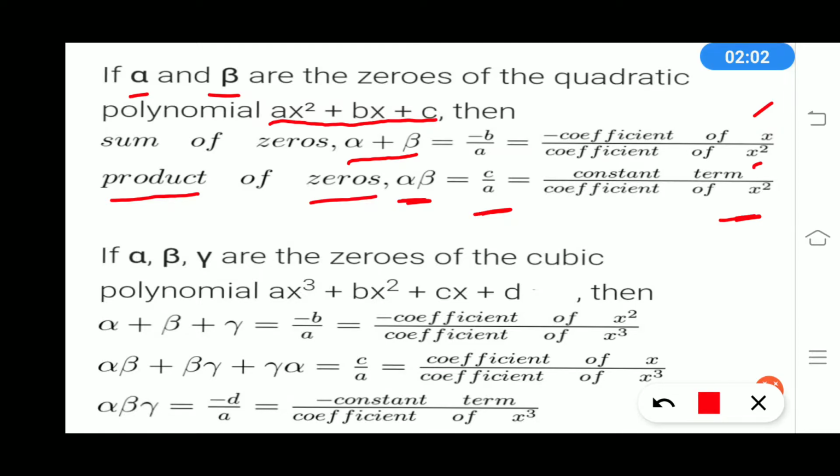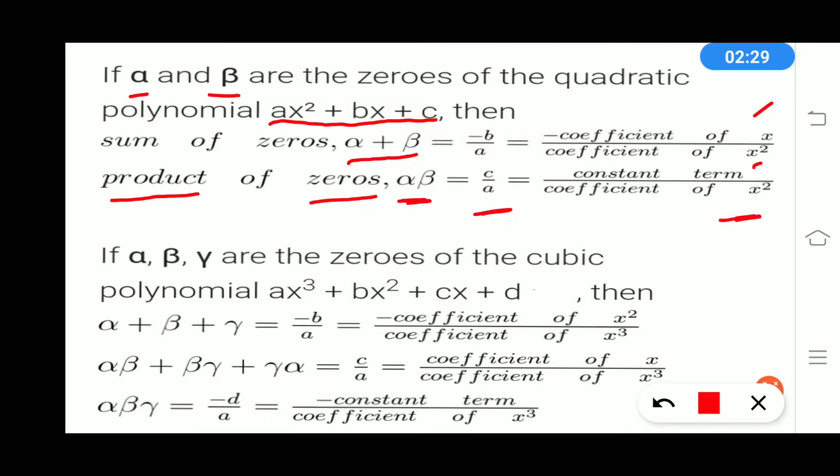So that means if alpha and beta are the zeros of a quadratic polynomial ax square plus bx plus c, then the sum of the zeros, alpha plus beta, equals minus b by a, equals minus coefficient of x divided by coefficient of x square, and the product of zeros, alpha beta, equals c by a, equals constant term divided by coefficient of x square.